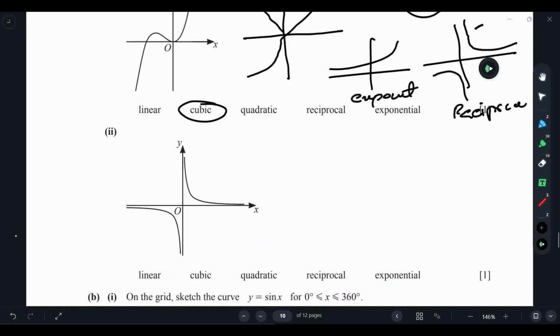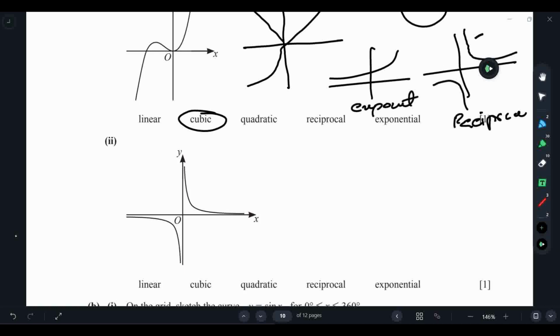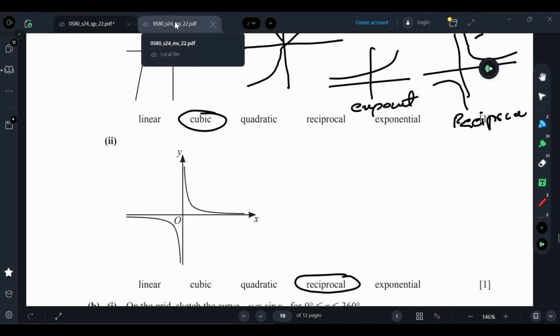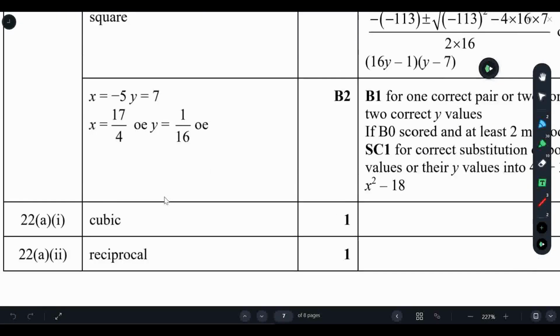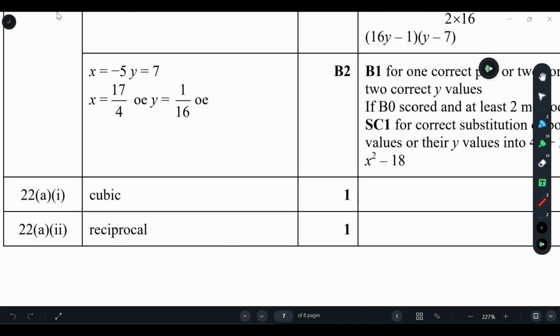Let's move to the second one. This one will be the reciprocal one. So first one is cubic and the second one is the reciprocal. Let me check this one over here also. Cubic and reciprocal. Okay.